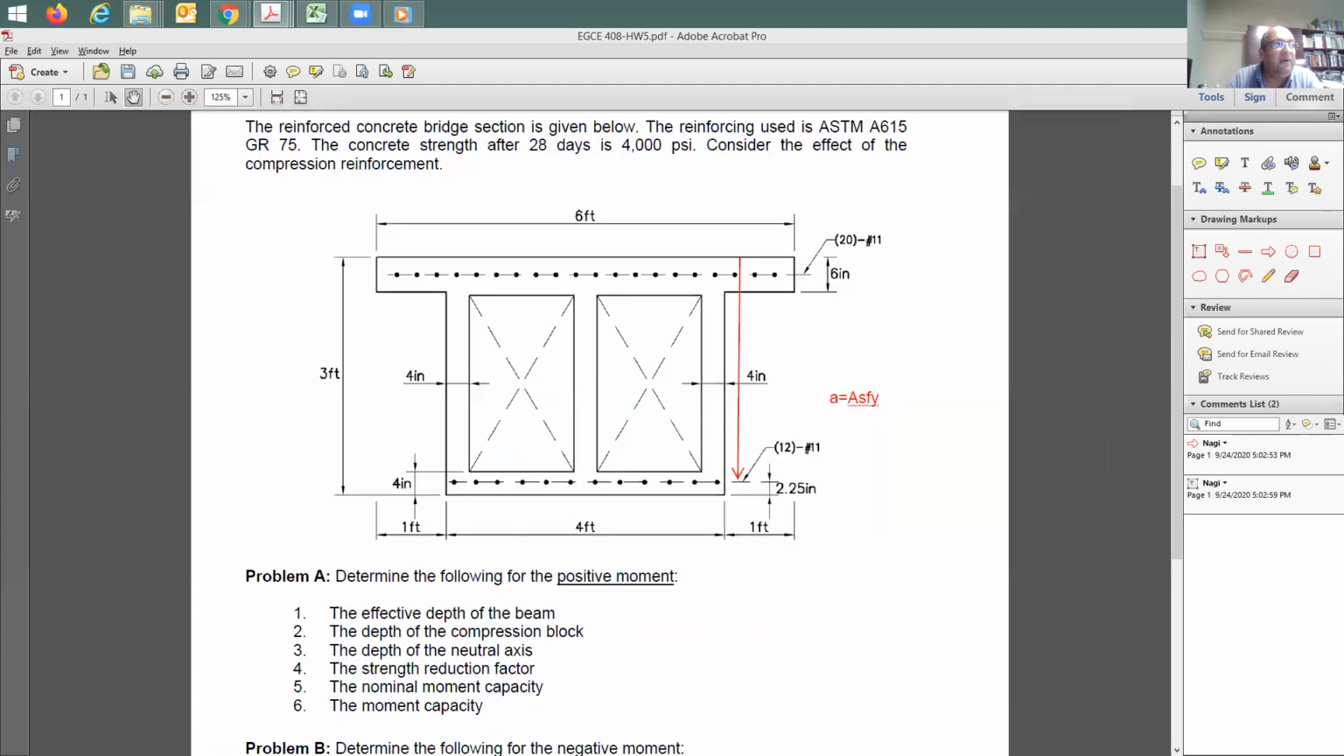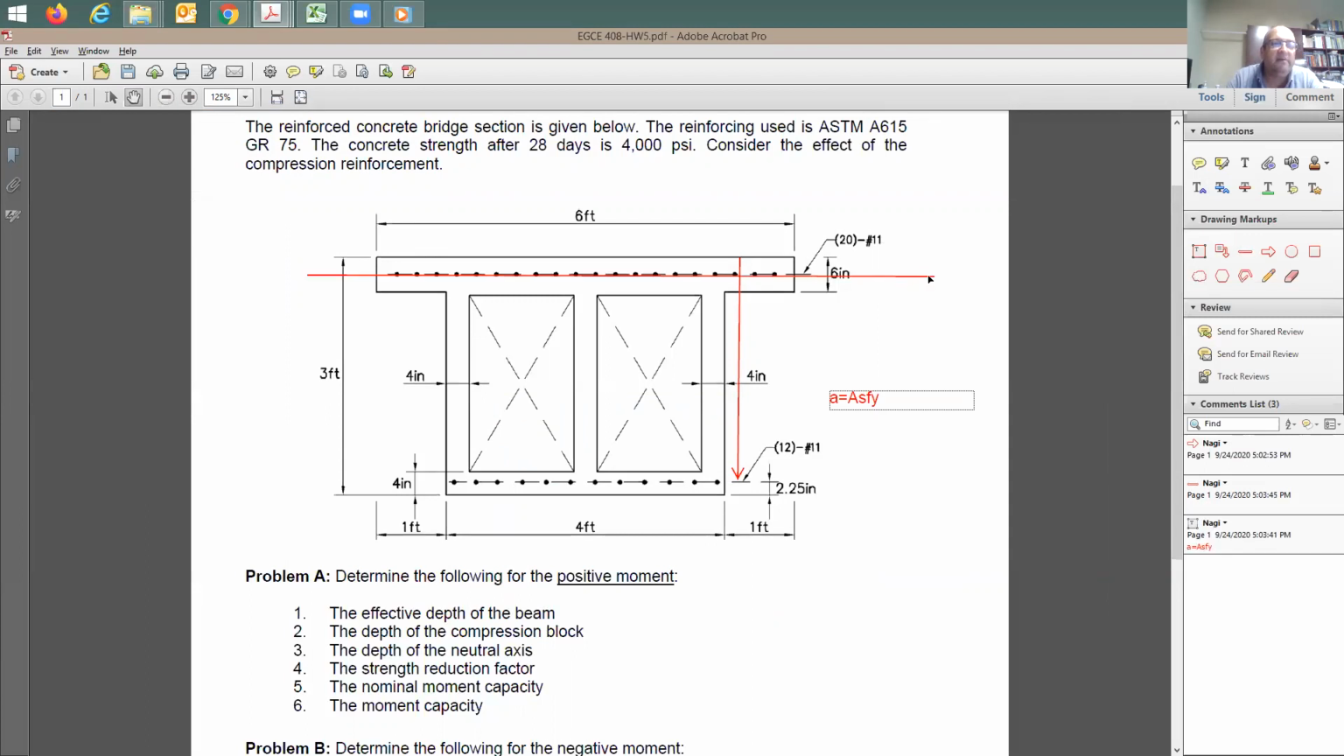But you know what? If you find out that a, when you do your analysis, is going to be within the slab, it means that you have what? A rectangular section. Am I correct? Yes. So actually, this problem here should be simple because most likely a is going to be within this 6 inch. And you shouldn't have any trouble with it. Also, when you do the analysis for the negative moment, a is going to be very small. It's going to be smaller than 4 inches. So don't be confused by this weird shaped bridge section, because what's going to happen, you're going to have rectangular section top and bottom.